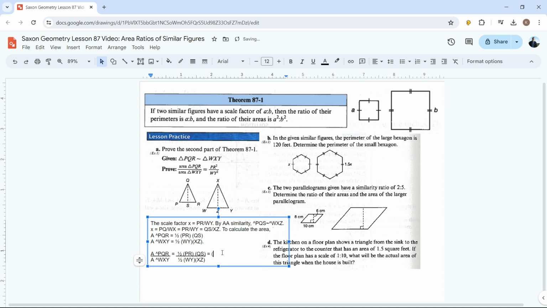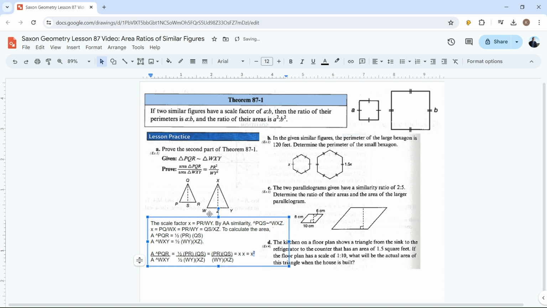So I'm left with it equals PR times QS over WY times XZ. But let's look at this for a second here. PR over WY is the scale factor x. QS over XZ is the scale factor x. So I can say that this is actually equal to x times x, which equals x squared. Okay, the scale factor squared.